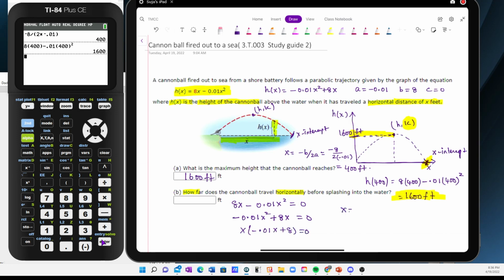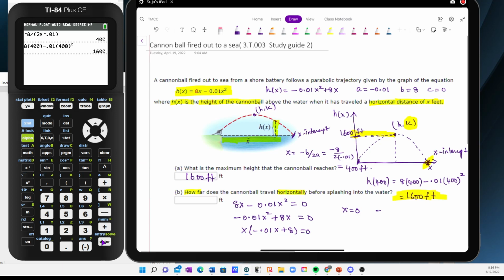So x equals 0 is one of the points, which would be this particular point here, which I don't have to worry about and I don't need it. The other point is going to be at negative 0.01x plus 8 equals 0, or 0.01x is equal to 8, or x is equal to 8 divided by 0.01, which is equal to 800 feet. So this would be the place where it hits the water. Horizontally is 800 feet. The answer for the second one is 800 feet.